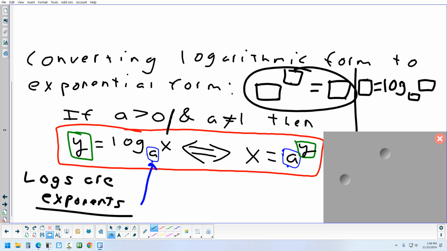And what did we call that right there? The argument. And if you argue with somebody all the time, you're going to end up by yourself on one side of the equation. So if you argue with someone, you end up by yourself. That's how you can remember that one. So the base stays as the base. Logarithm always equals some kind of exponent. And the argument ends up alone. And that's it. It's just a pattern of moving things around.